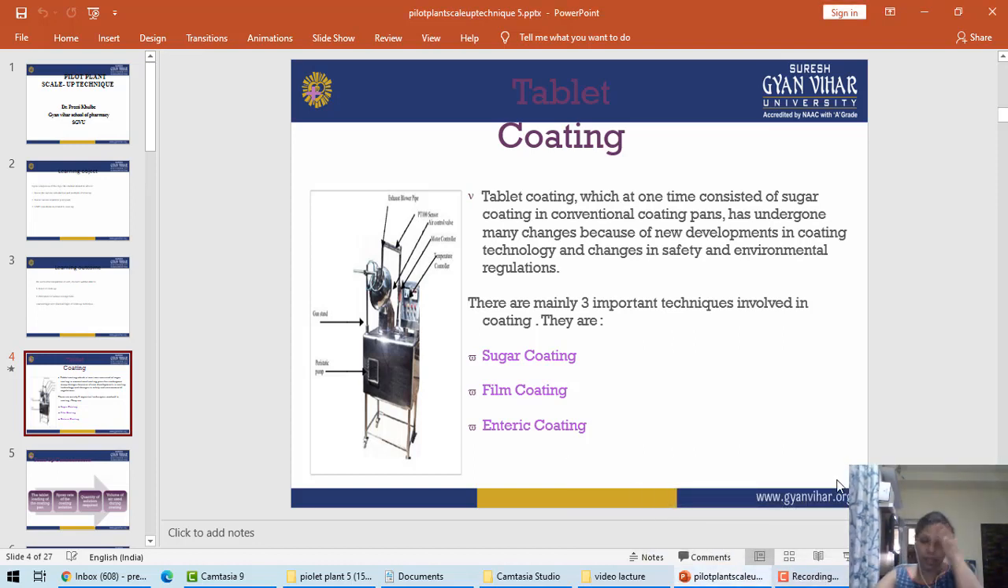So these three types of coatings are very common, and here you can see a diagram of a pan coater. A simple pan coater is given. You can see here the pan is there, there is a pump, and there are different things to operate this pan.